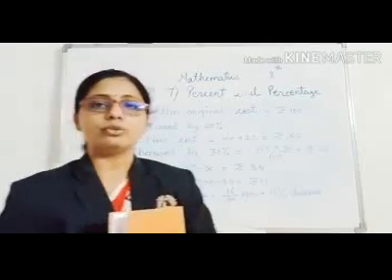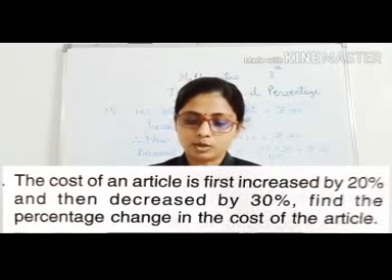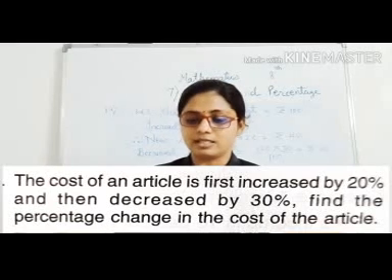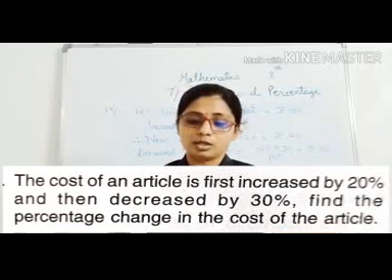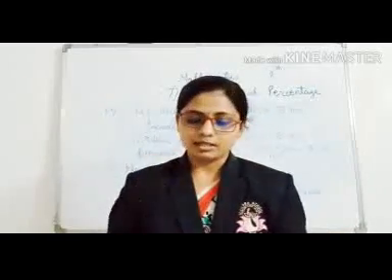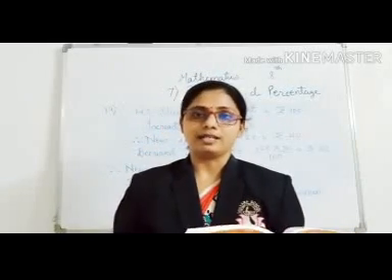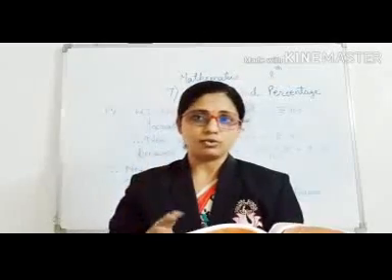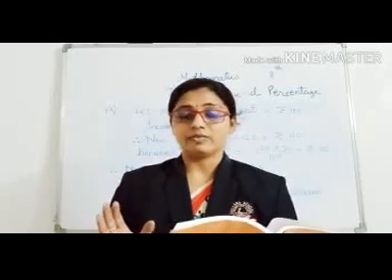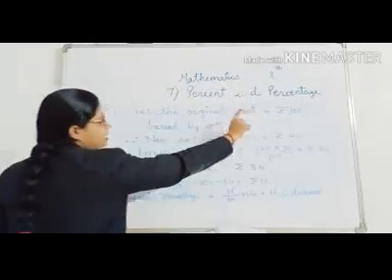So let us have a look at the question and try to understand it. The cost of an article is first increased by 20% and then decreased by 30%. It means the cost of an article was first increased by 20% and then again decreased by 30%. Find the percentage change in the cost of an article. So we have to find out what the overall change was. First of all, let the cost of an article be 100. We are considering it as 100. So let the original cost be 100.